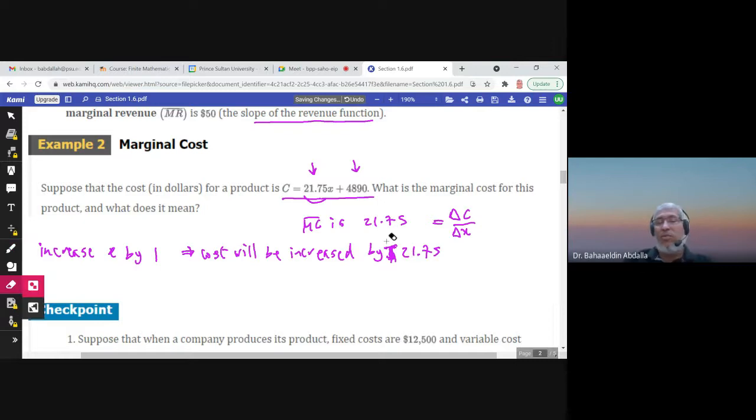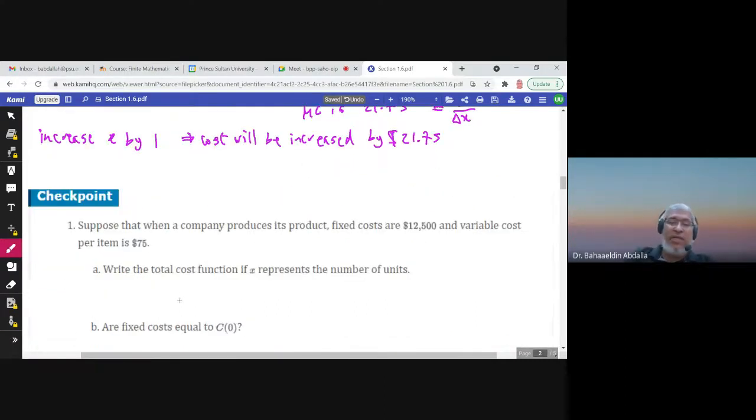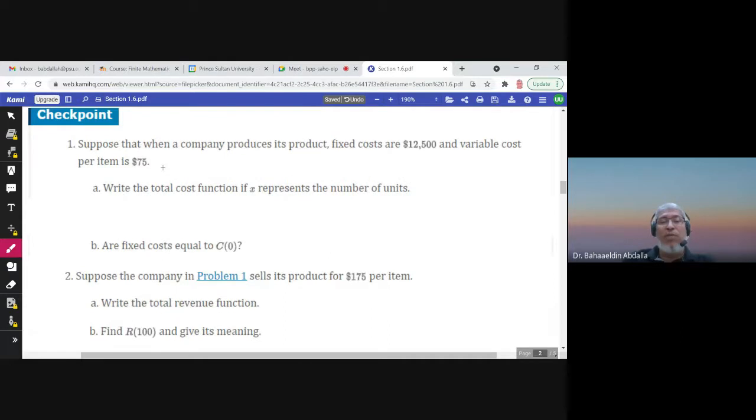So that's the meaning of the slope, delta y over delta x. Y here is C and x is x. Checkpoint: suppose that when a company produces its products, fixed costs are $12,500 and variable cost is $75 per item.